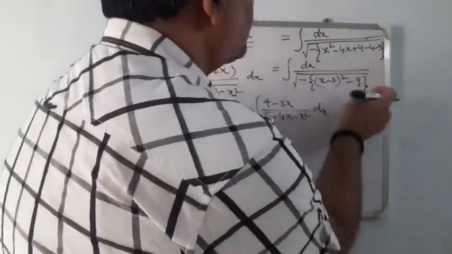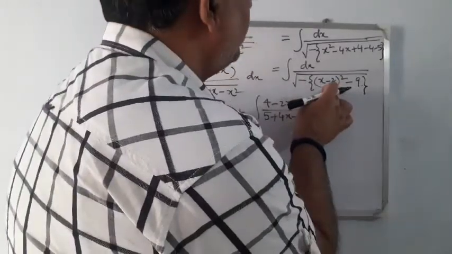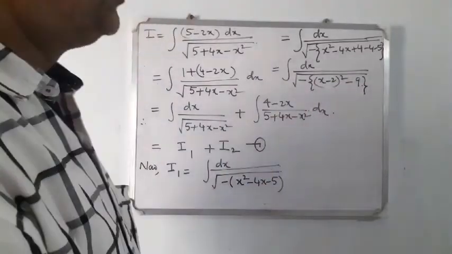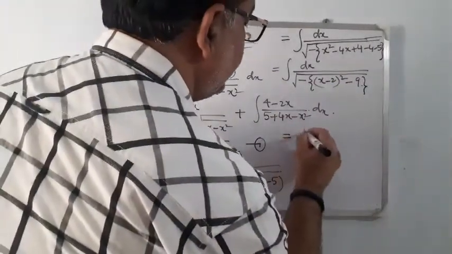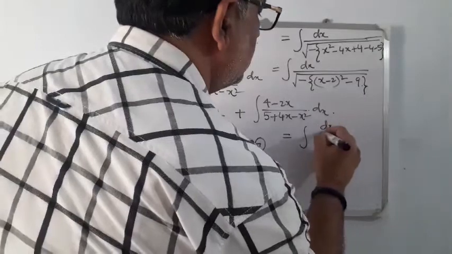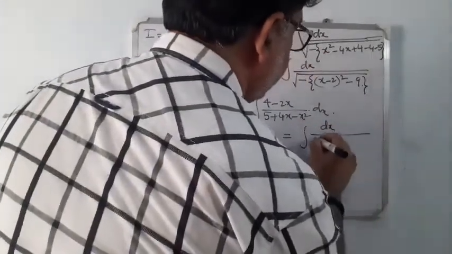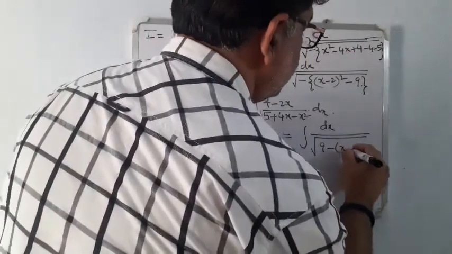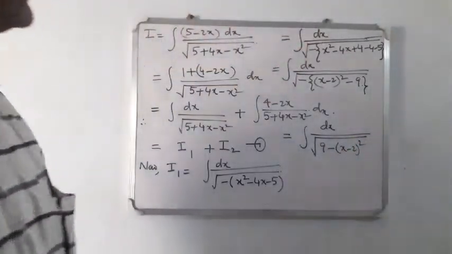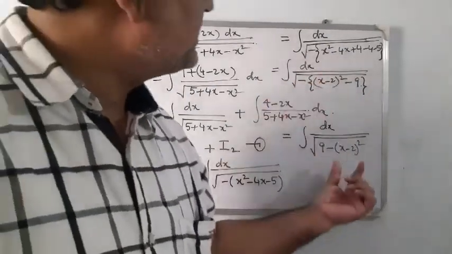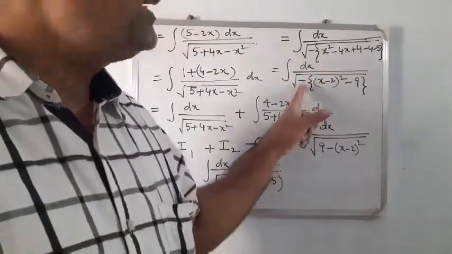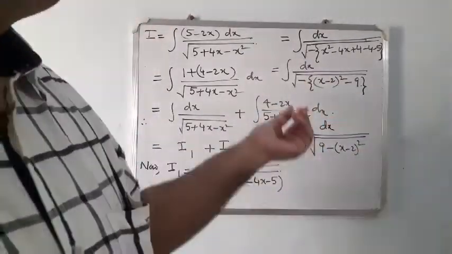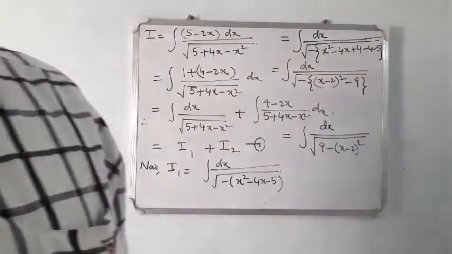Now try to open this bracket. Now this minus is to be taken over this as well as over this. Now this becomes positive and this becomes negative. So what happens? This is equal to integral dx by root over 9 minus x minus 2 whole square. So this result you are getting. So this minus is adjusted here. Never take this minus out. This mistake is often made by boys while solving this type of problems.